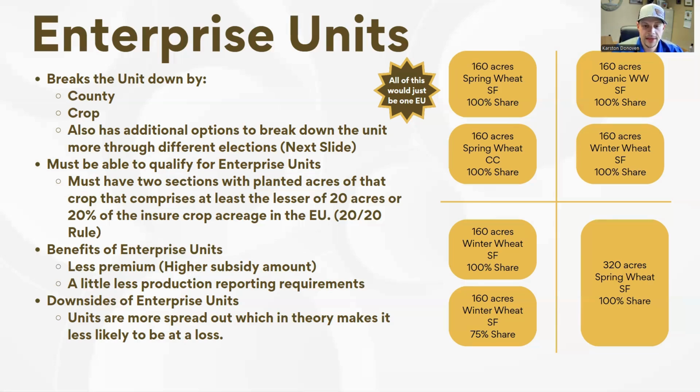So in theory, it makes it less likely to be at a loss. So for example, all of the same fields and information that we had on the prior slide, because for an EU, an enterprise unit, all that it is breaking it down for is the county and the crop. And because all of it is wheat, it would be one enterprise unit.